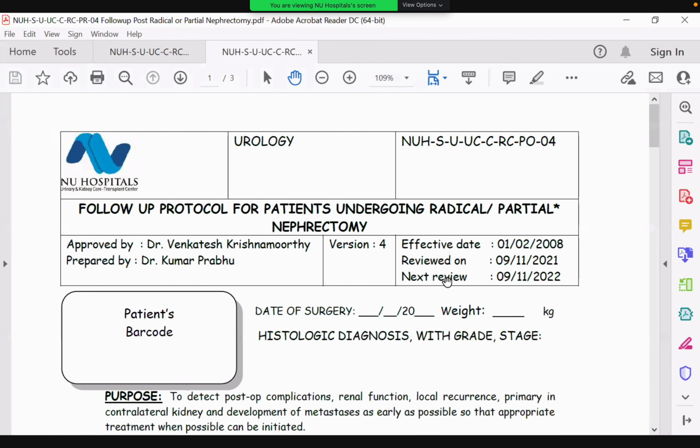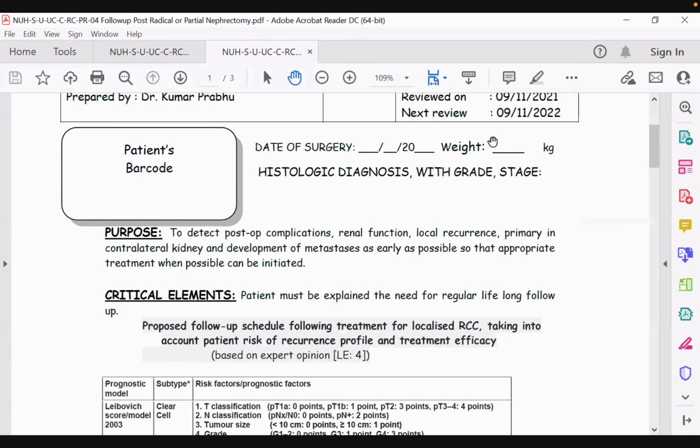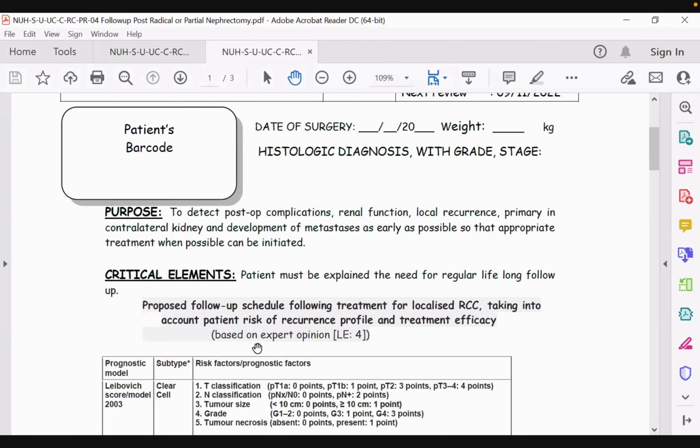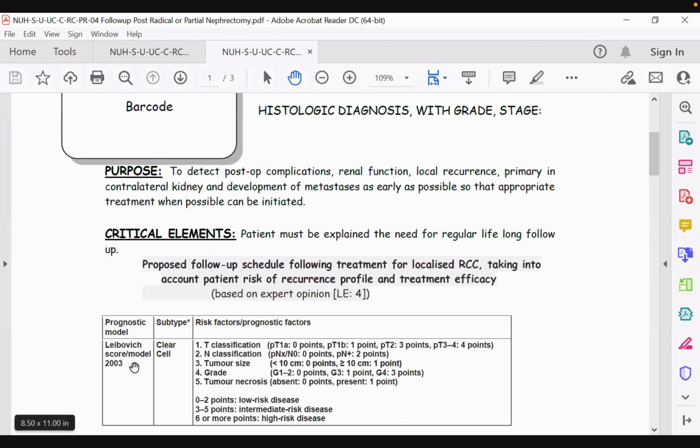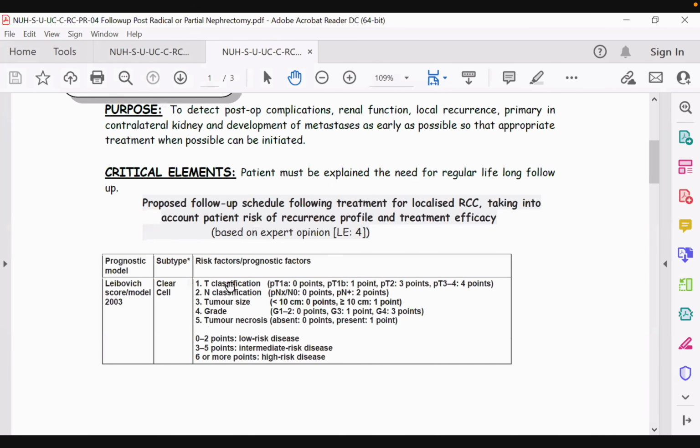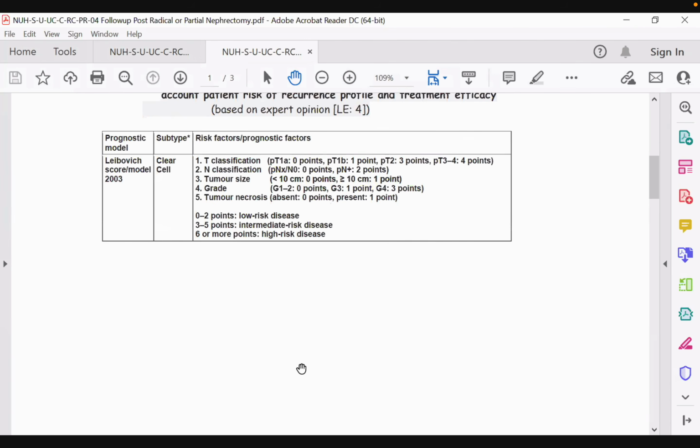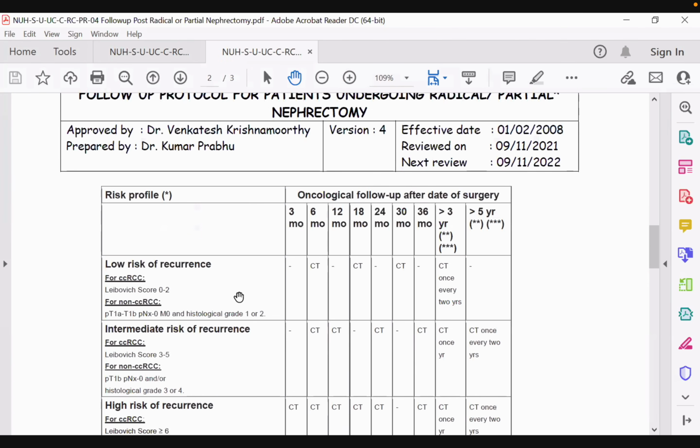This is the follow-up for patients who undergo radical or partial nephrectomy. Now, this is again based on EAU guidelines. Leibovich scoring is there. You can see here 0 to 2, 3 to 5, 6 or more, and this is based on tumor, nuclear grading, and all that. This is the follow-up protocol: low risk, intermediate risk, and high risk. And they are talking only about CT, how frequently it has to be done. Okay, sir.